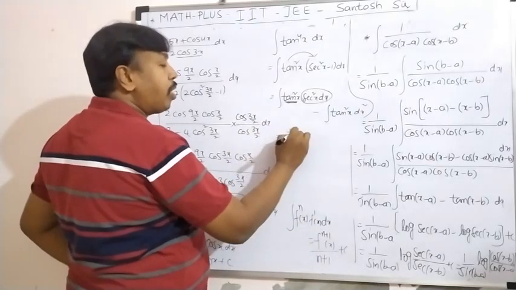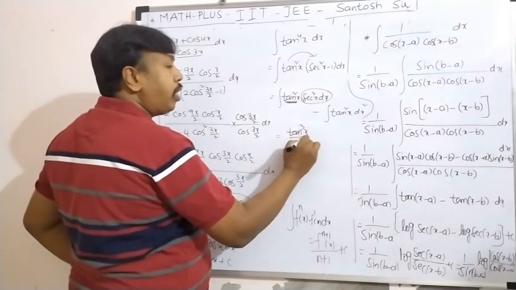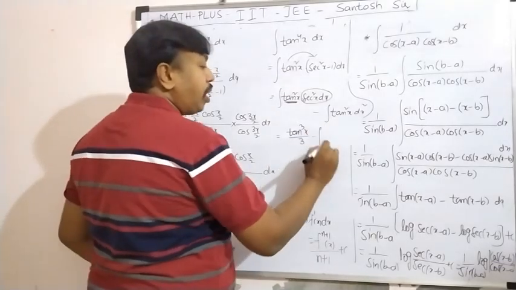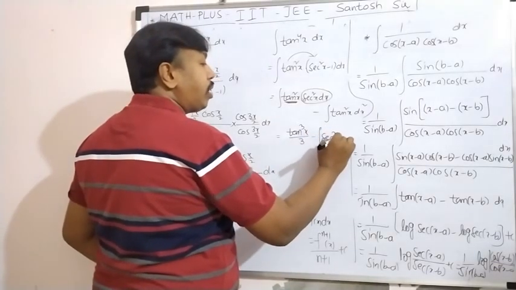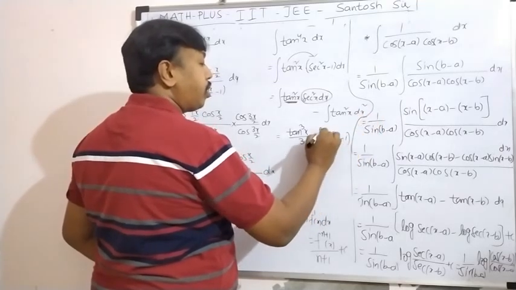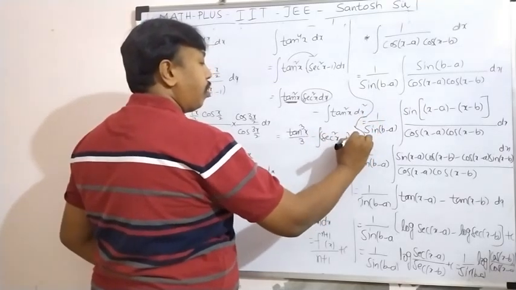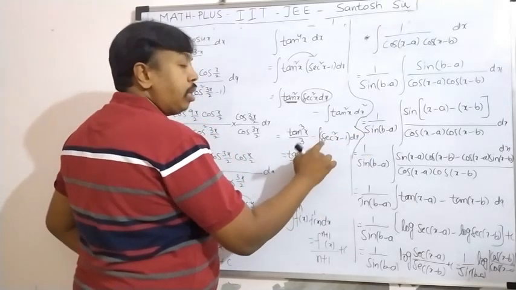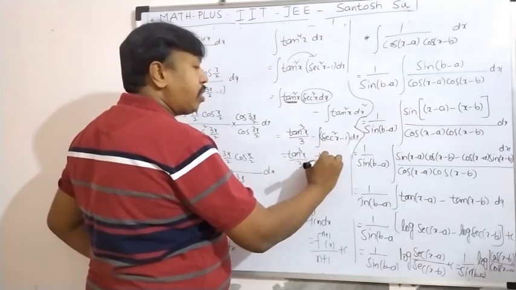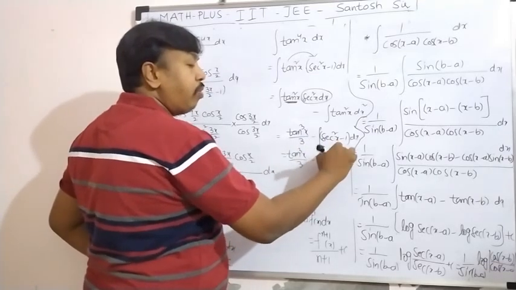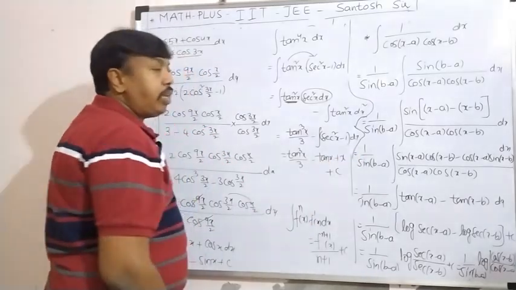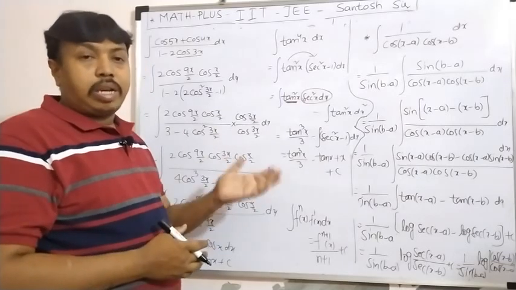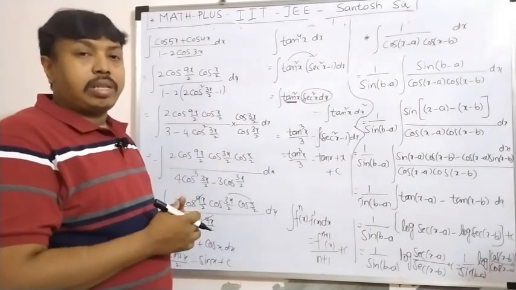According to this formula, this becomes tan cube x upon 3, minus tan square x, whose integration we cannot do directly. So this function I am converting as secant square x minus 1, dx. Now this becomes tan cube x by 3, secant square x integration is directly tan x, minus into minus plus, one integration is x, plus C. See, very simple question this is. So these are different types of questions based on trigonometric substitutions and general substitution method.